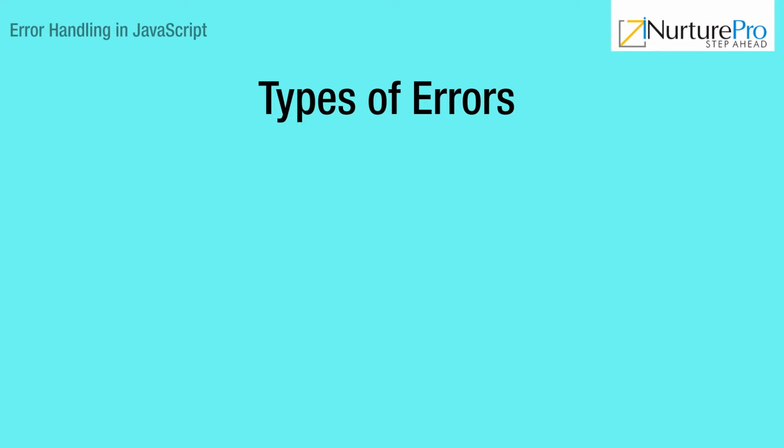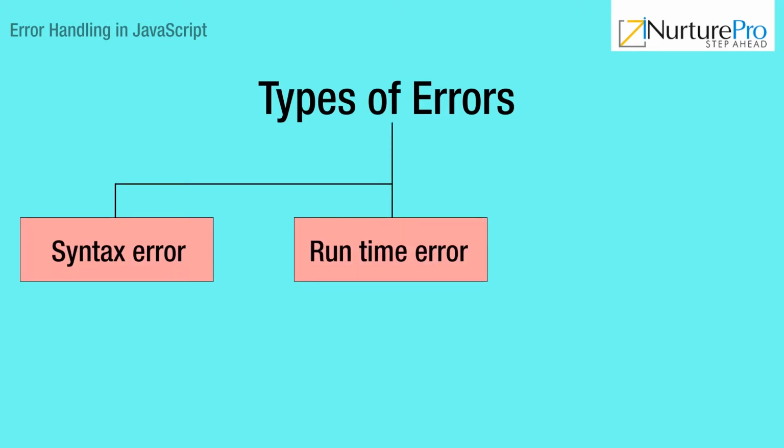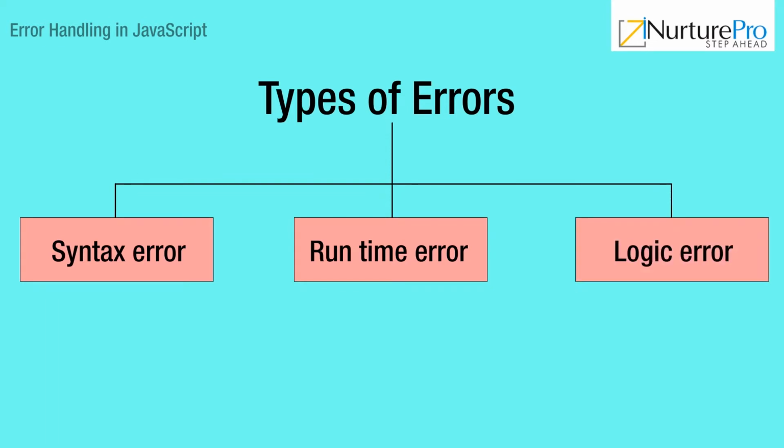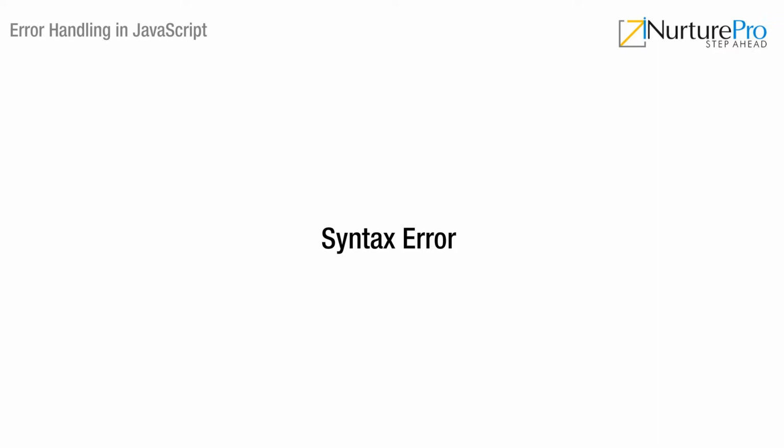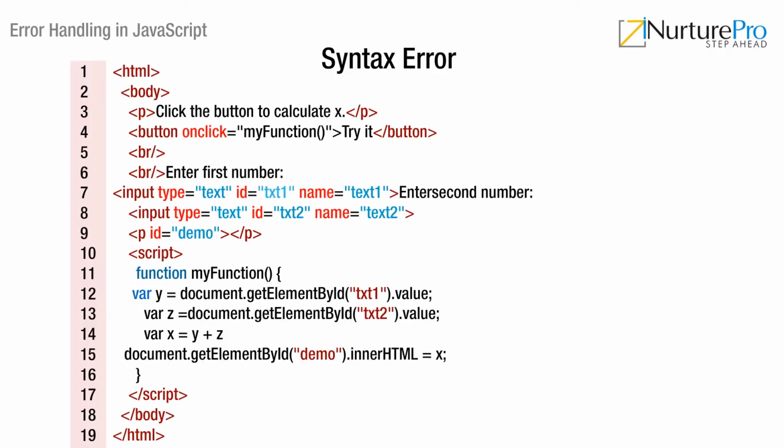Before looking at how errors are handled, let us see the taxonomy of errors found in JavaScript. In JavaScript, errors can be syntax error, runtime error, and logic error. The most obvious error is syntax error. Syntax error occurs when you violate the rules defined by JavaScript. For example, you are writing a script to display sum of two variables, but somewhere in the program you missed to put a semicolon. Missing semicolon in a script shows a syntax error.